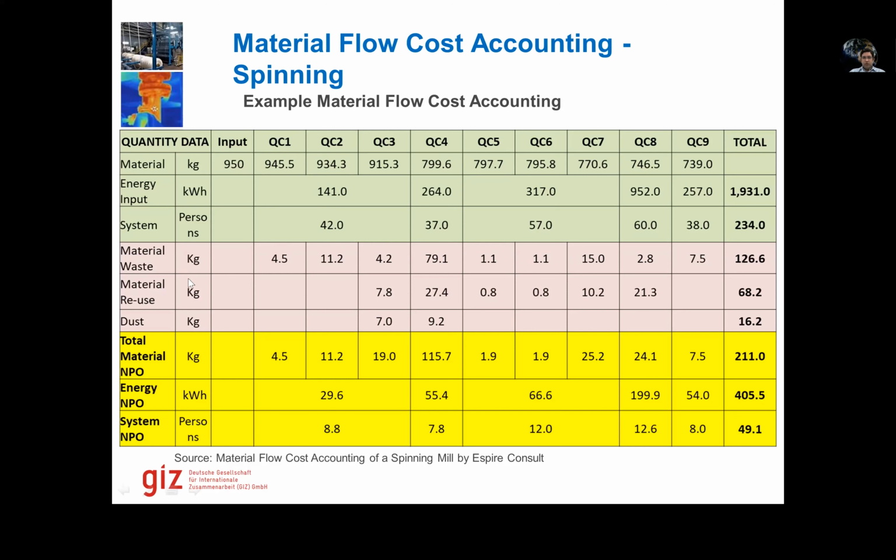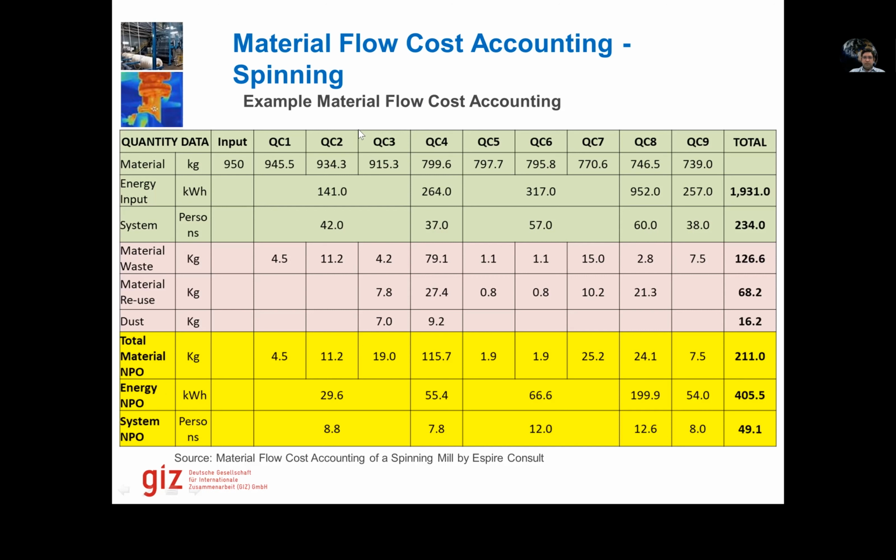Then we do the quantification of material waste. So we have material waste, we have material reusable waste, and we have dust coming out from different processes, which, again for this input of 950, are quantified in terms of kilograms of output. Then we have the total material non-product outputs, NPOs. We combine them together and we have different NPOs for each of the processes. We have a total of 211 kilograms of NPO in terms of material.